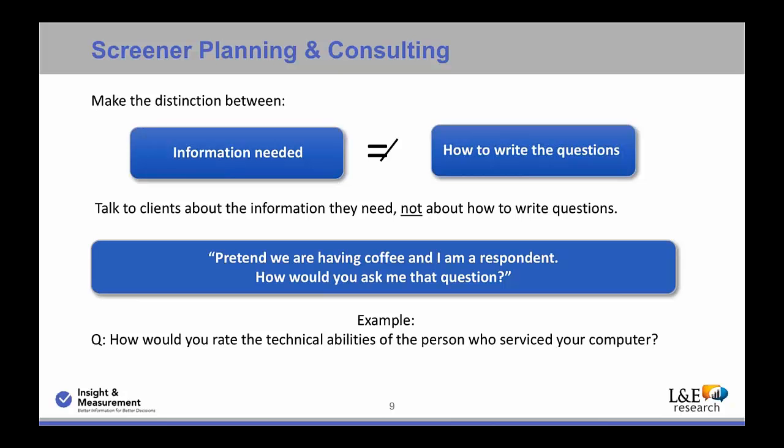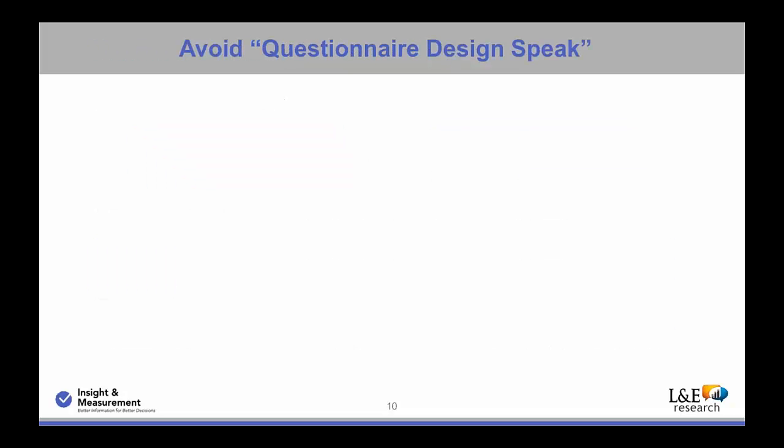So here's just an example. Here's a question that got emailed to me. How would you rate the technical abilities of the person who serviced your computer? And when we turn the page over and I say, well, what do you really want to know? They say things like, what we want to know is how satisfied they were with the whole service process. Well, that's a very different question. And if we just went with what they wrote as questions, we don't really get at that. So it's really important to get into, hey, let's talk, and how would you ask a respondent this if you were talking to him or her?